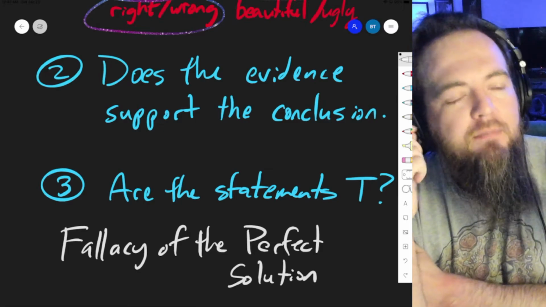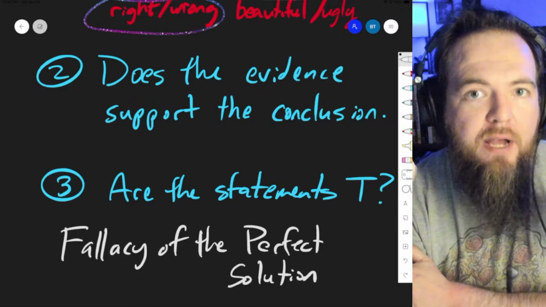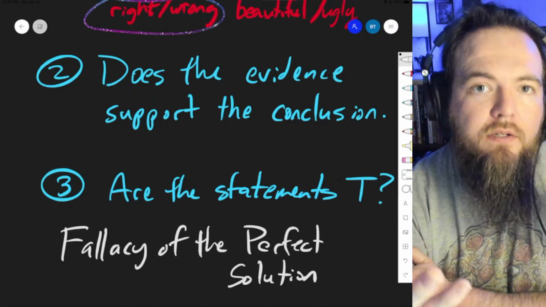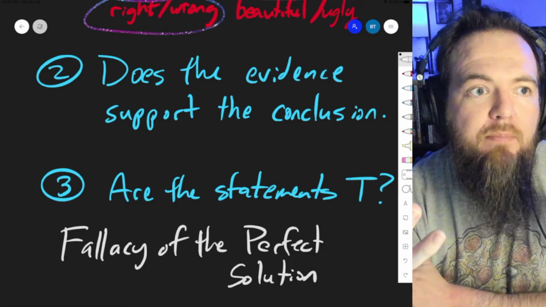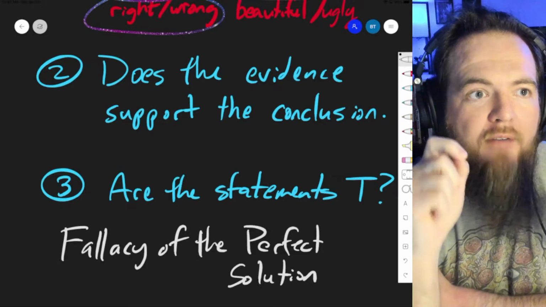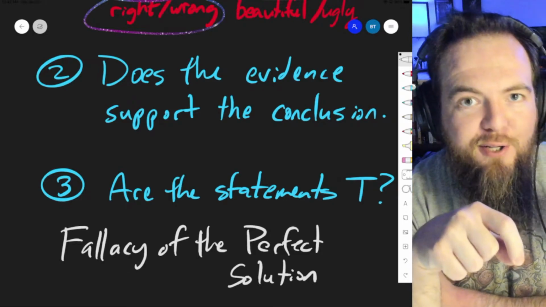Just as much as it's a problem for us to suffer from confirmation bias, where we only look for information that proves ourselves right, it can also be a fallacy to be too critical in the sense that you have to realize, especially in medical ethics, that there's no perfect solutions.